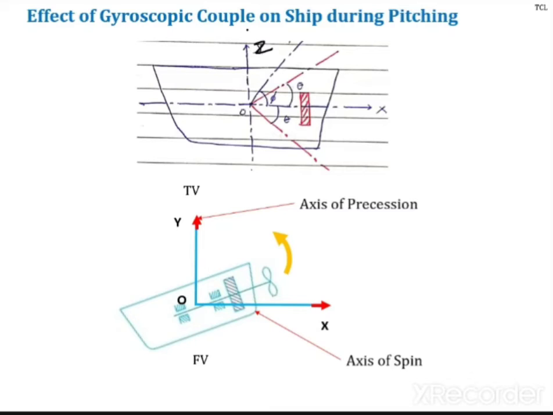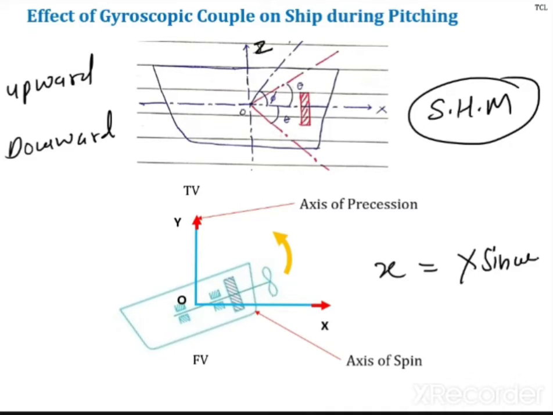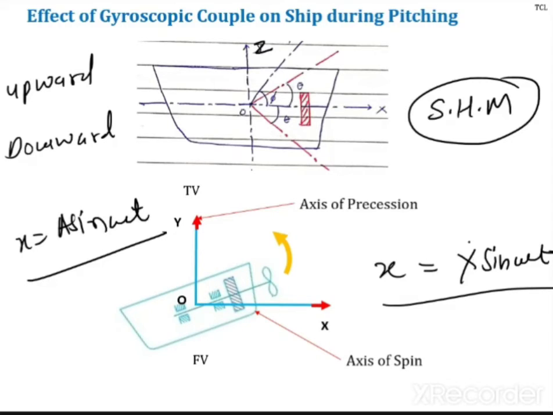Here you try to understand that the pitching of the ship is assumed to be a simple harmonic motion. Is it clear? Your ship is pitching upward and pitching downward. To find the equation, we assume that the ship is pitching upward and downward with SHM, a simple harmonic motion. The equation of simple harmonic motion is x equal to X sine omega t. Have you derived this in 12th standard, or first year or second year? Anybody? Say yes or no. In the vibration chapter, we will derive this.